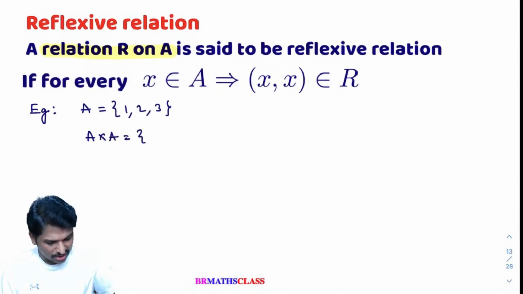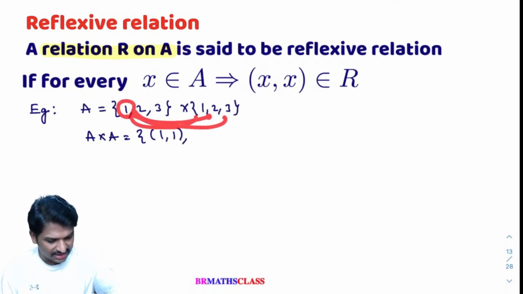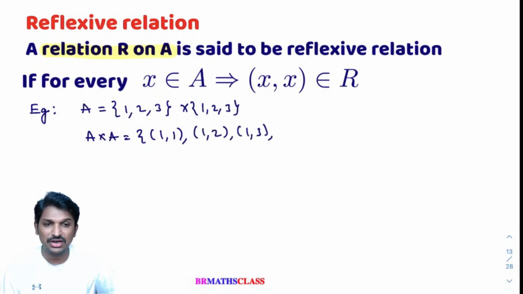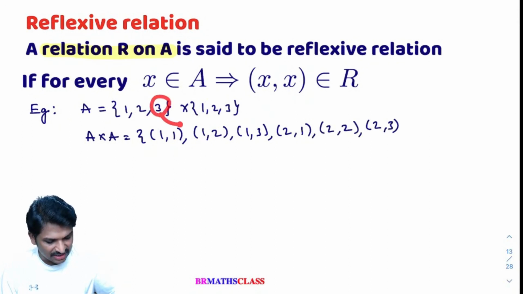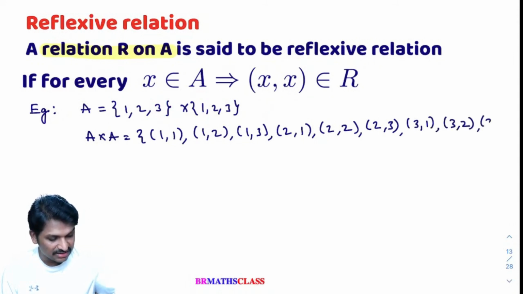A cross A means, as we discussed in the last class, imagine 1, 2, 3. What is A cross A? You take 1 and pair it with all the elements of the second set. What you will get: 1, 1; 1, 2; 1, 3. I am writing all this so that every student can understand. Next, take the second element of the first set and pair it with all the elements of the second set: 2, 1; 2, 2; 2, 3. Now take the third element of the first set and pair it with all the elements of the second set: 3, 1; 3, 2; 3, 3. This is A cross A.